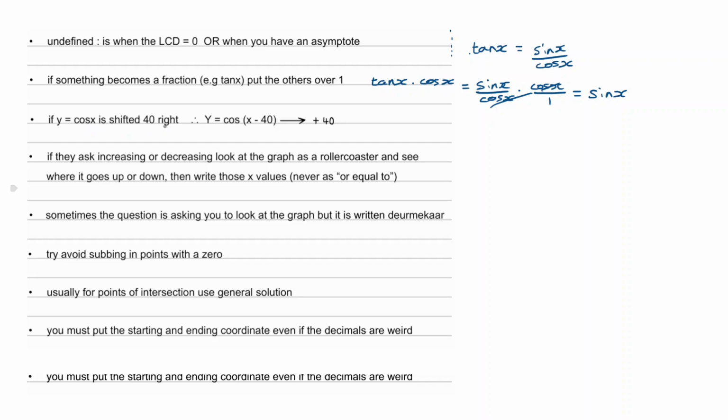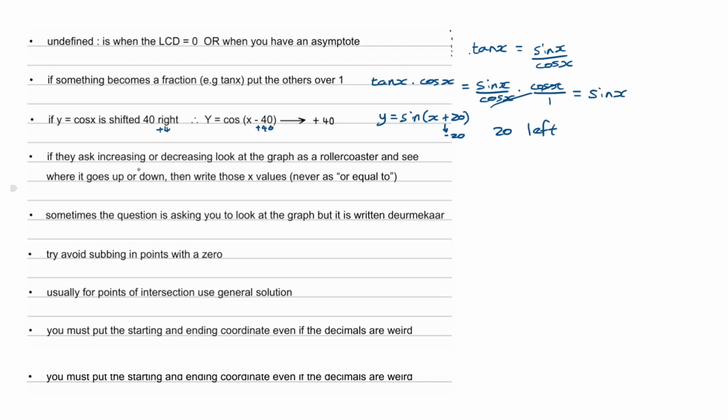If you have a graph that's shifted to the right, so plus 40, then the bracket that gave you that would be minus 40. So if I gave you a graph and I said, which way is this shifted? You'd say, what comes out of here? It's minus 20, so it's gone 20 to the left.